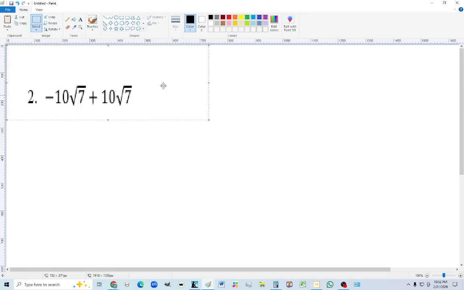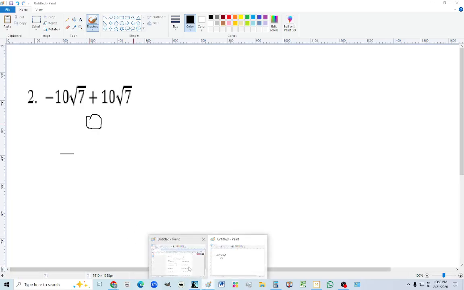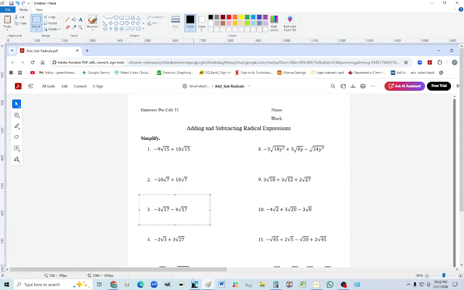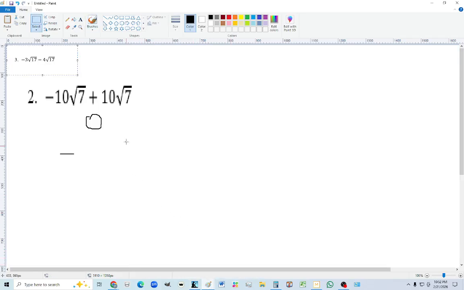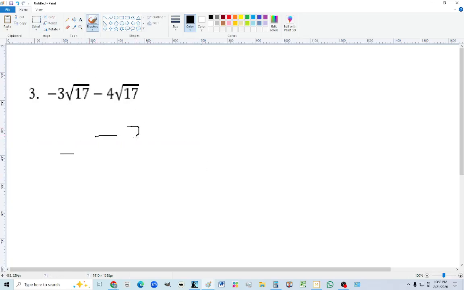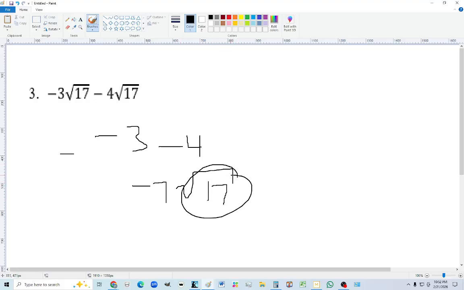Okay, so this one, clearly they're the same radical. So what's minus 10 plus 10? It's 0. So the answer to this one's 0. Couple of easy ones here. Are they the same radical? Yes. So what's minus 3 minus 4? Minus 7. And then you put back the radical. So there's minus 7 of these apples.